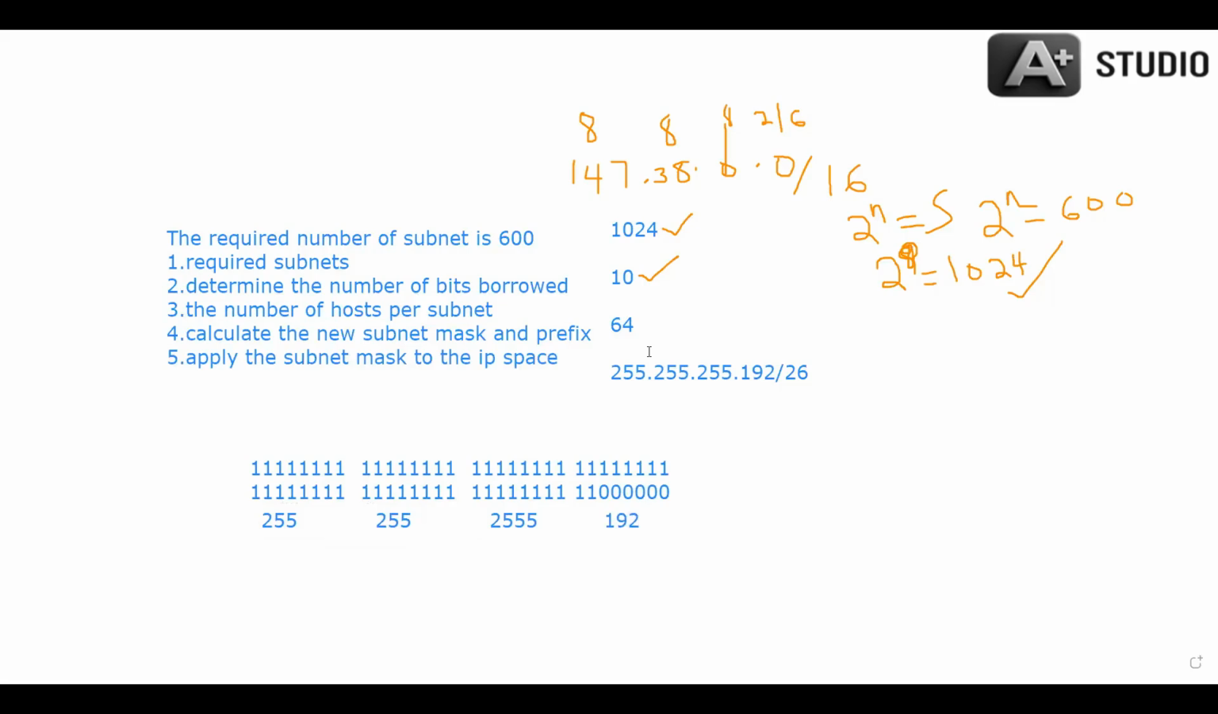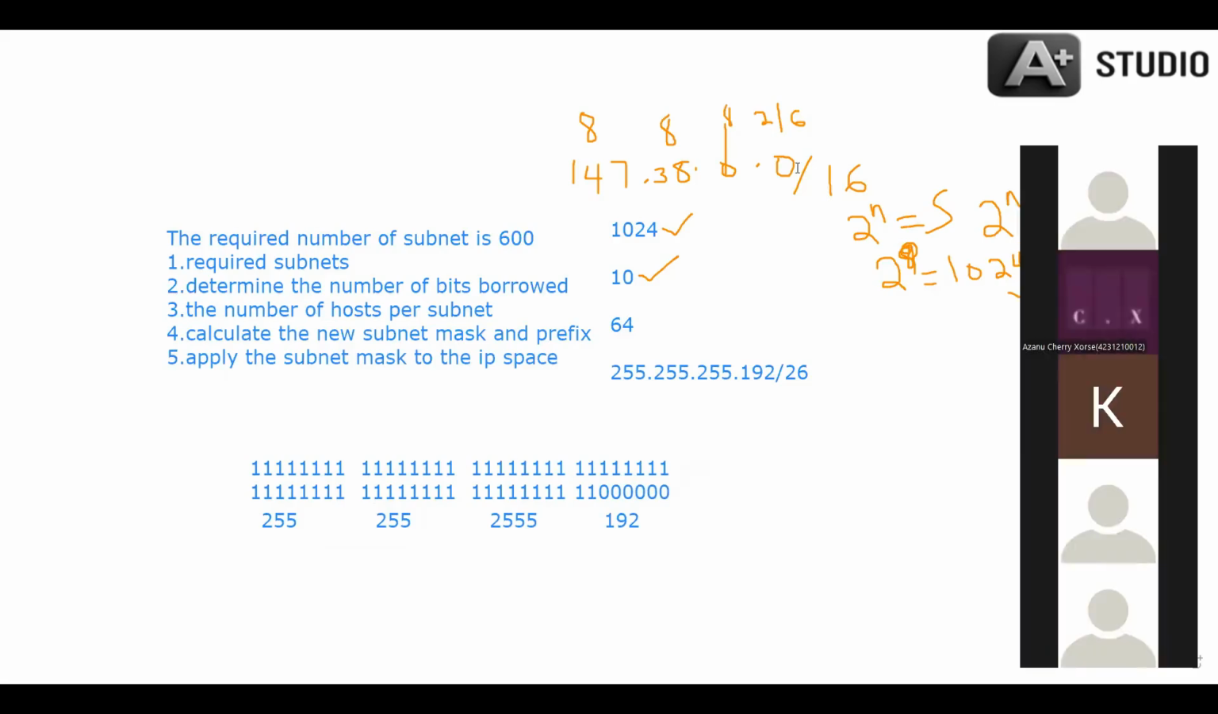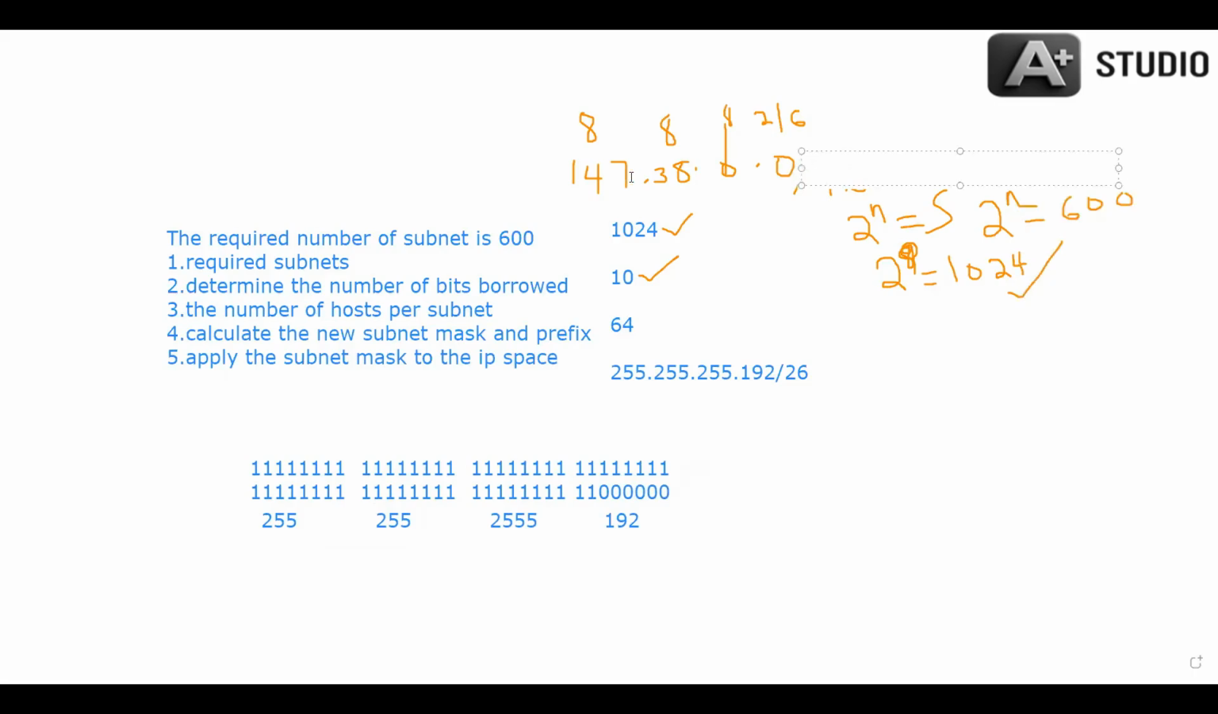You can apply that and then find for the ranges. Okay, so can we find for the network address? It is still the same thing as 147.38.0.0. So that is where it starts. Then the next network address becomes what? 64. The next one becomes what? 128.